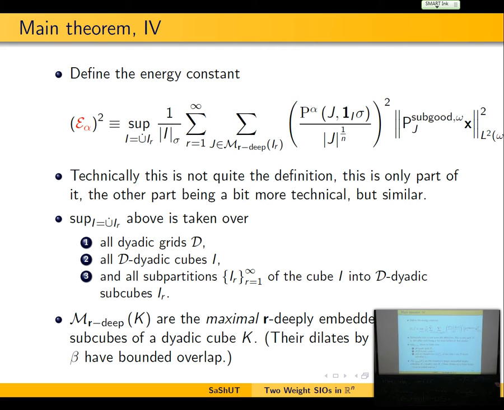It's a mess, but okay. This is essentially the energy condition. It's a little bit more complicated, but this already captures enough of the flavor. Forget about these complications. One property of these r-deep intervals, which is useful in some of the proofs, is that as soon as you are r-deeply embedded, you are Whitney. Whitney means you dilate by 2 or by a certain factor, depending on r, and you don't overflow any interval that is r generations above or more.